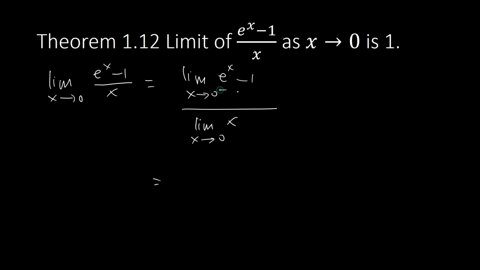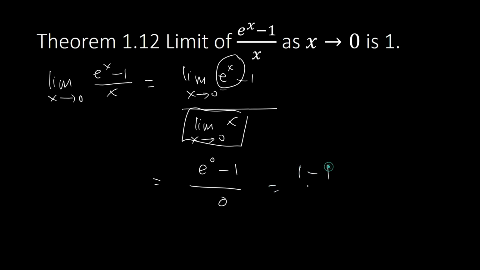So we know this to be e to the 0. The limit of that as x approaches 0 is going to be e to the 0. And then the limit of a constant is just 1. And then our denominator becomes 0. What is e to the 0? e to the 0 is 1, minus 1, and then 0. This is an indeterminate form. It's 0 over 0. It is indeterminate.